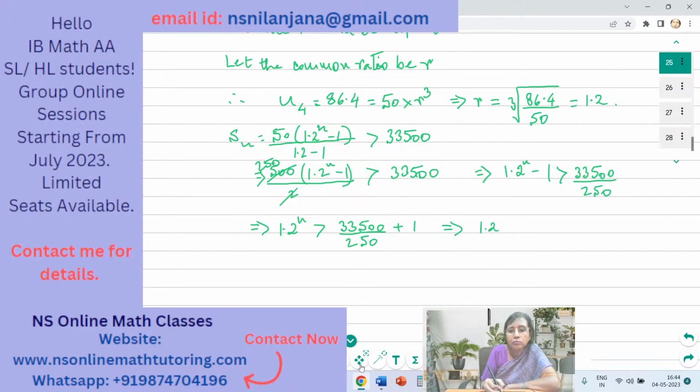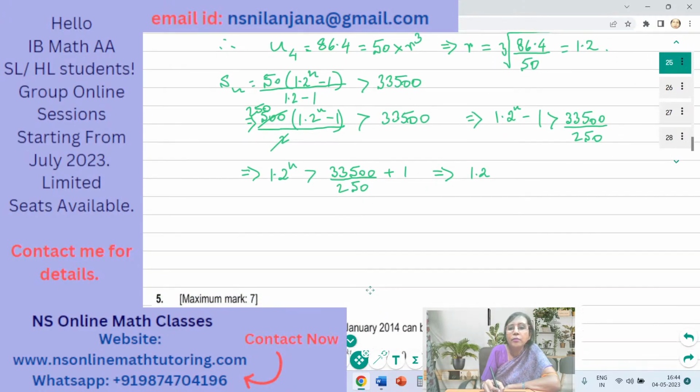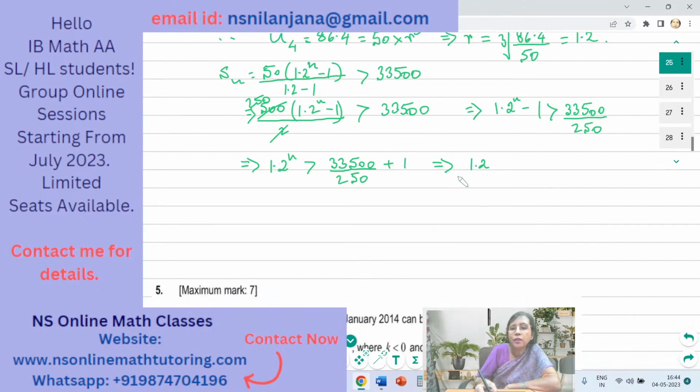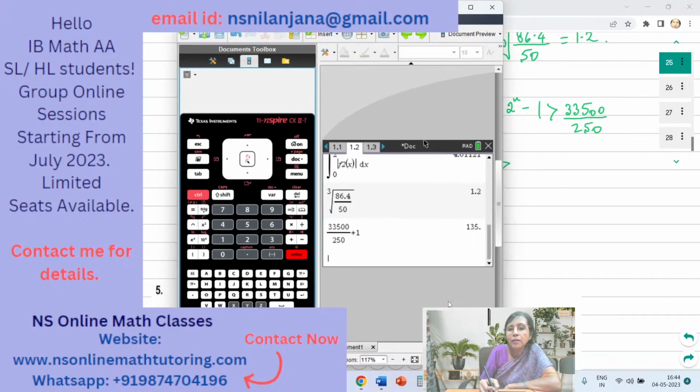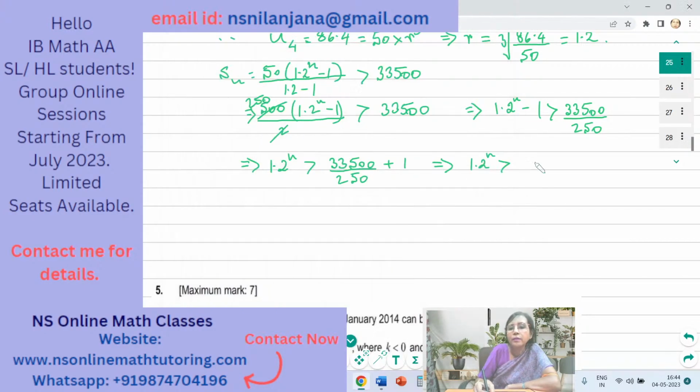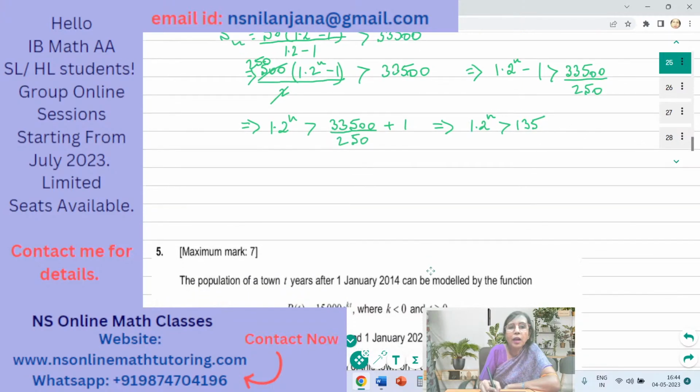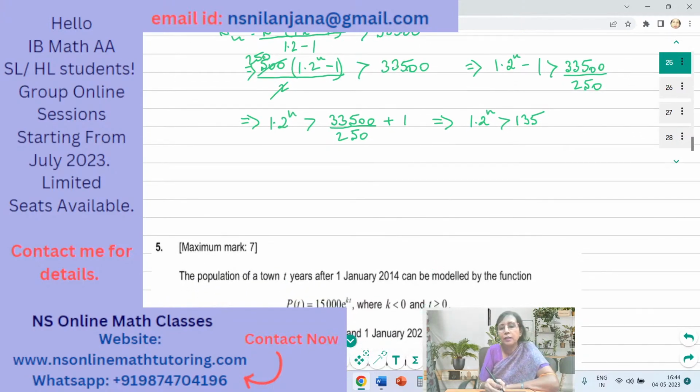1.2 to the power of n is greater than 135. Taking the logarithm, I'm taking ln, you can take log to any base. You can take, in fact, log to base 1.2 as well.